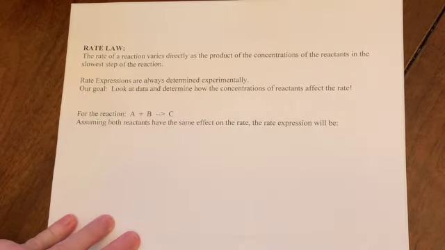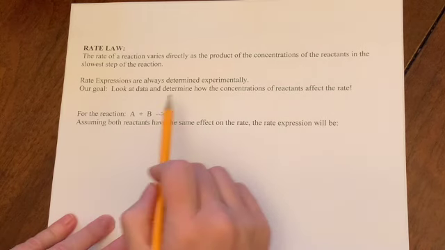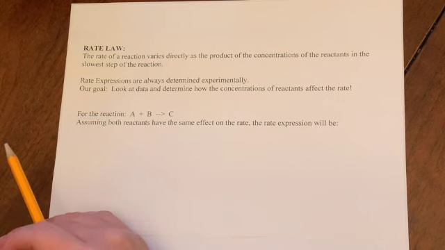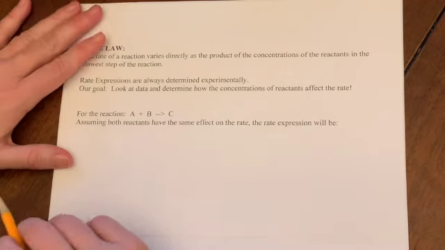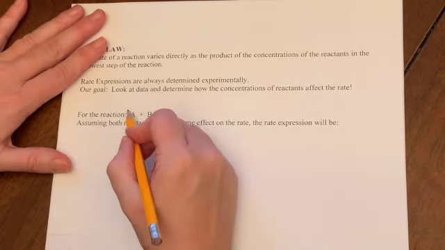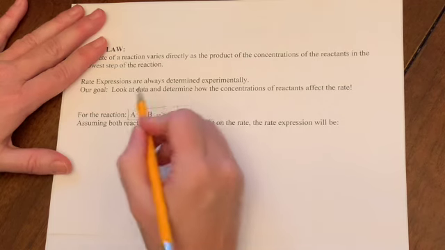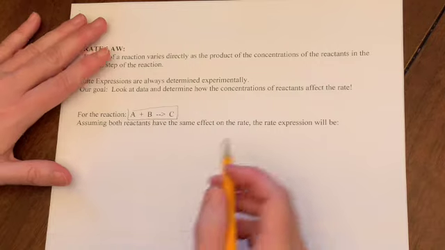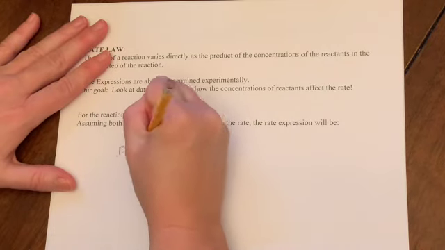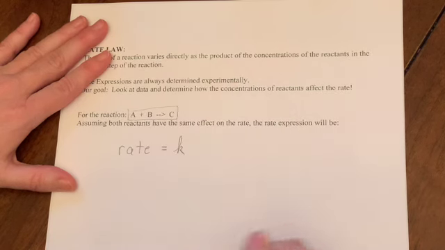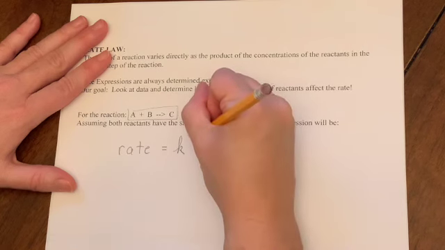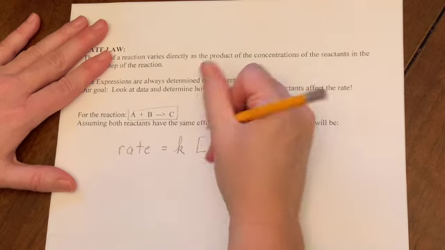We describe rate laws by using what are known as rate expressions. These, as I mentioned before, have to be determined experimentally. Our goal is to look at data and determine how the concentrations of reactants affect the rate. So let's take a look at our generic reaction, A plus B gives us C. Let me show you what a rate law would look like for this. We write the word rate, then that's equal to a lowercase k, and I'm going to describe what all of these are. Then you're going to put brackets around your first reactant, which is A.